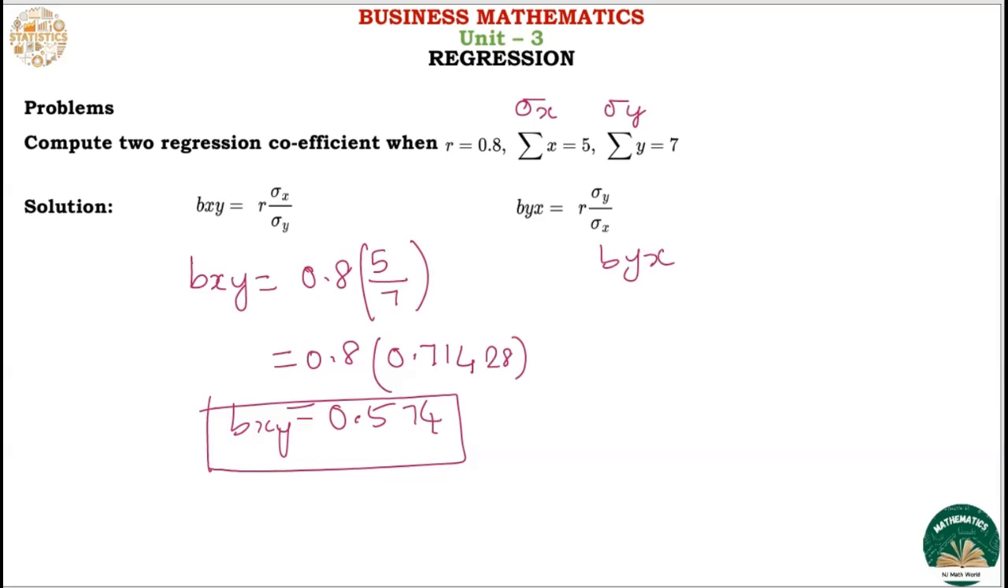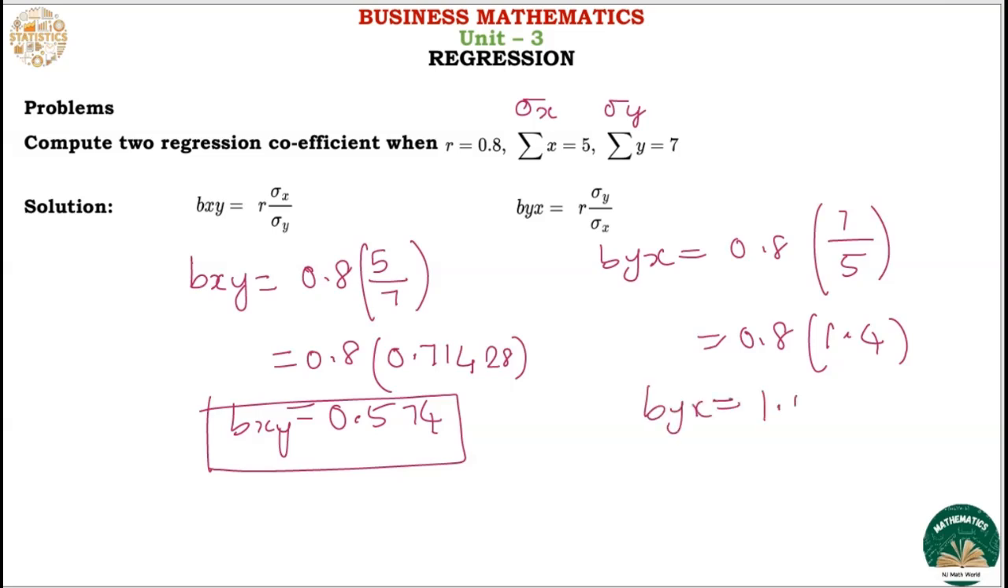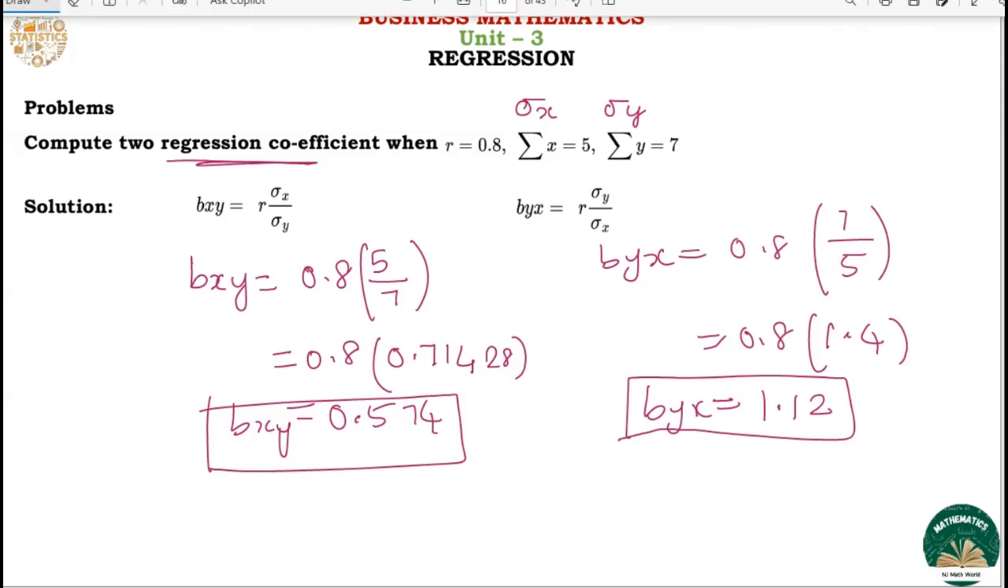Similarly, we have to find byx. Byx will be r, 0.8, into sigma y, which is 7, divided by sigma x, which is 5. So first we divide 7 by 5, which is 1.4. Then 0.8 into 1.4 gives 1.12. Byx will be 1.12. So these are the two regression coefficients when the value of r and the sigmas are given. Moving on with the next question we have.